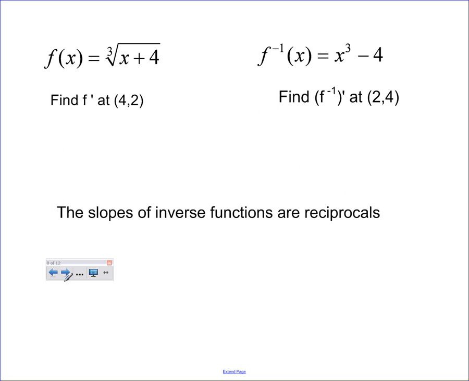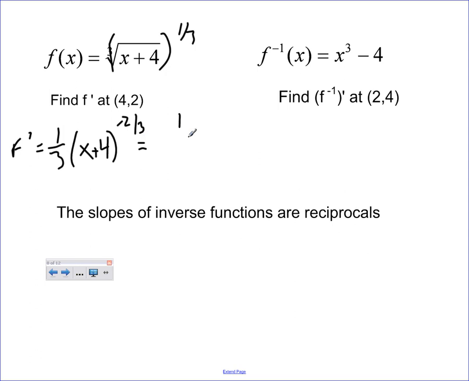Some interesting things about inverses. The slopes of inverse functions are reciprocals. So these two functions are inverses of each other. Verify it if you like. Okay? I want to find the derivative at (4, 2). So I want to find the value of the derivative when x is equal to 4 and y is equal to 2. So the derivative, remember this is like to the 1/3 power, right? So I end up with, for a derivative, f prime equals 1/3 (x plus 4) to the negative 2/3, or 1 over 3 times (x plus 4) to the 2/3.